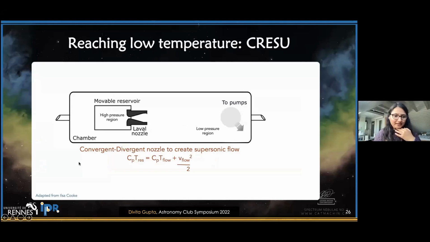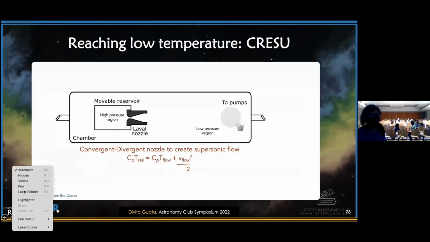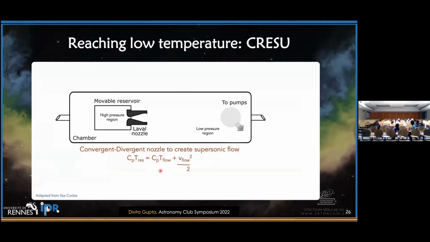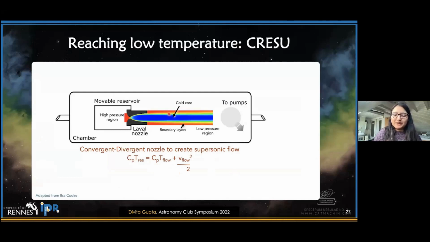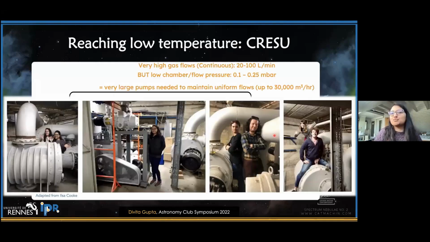Perfect. All right then. So what you then have is that the temperature of the flow is really low, okay? And you've basically formed this really cold core. To reach this, we have a continuous flow. We have really huge pumps, with gas flow of 20 to 100 liters per minute. And we need low pressures because we need to have the expansion. So we have really huge pumps, which can take up a whole room in a basement, okay?